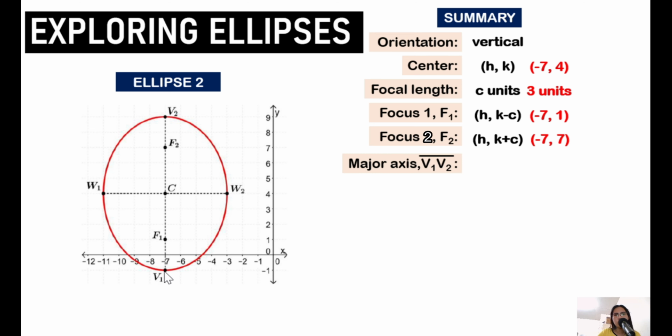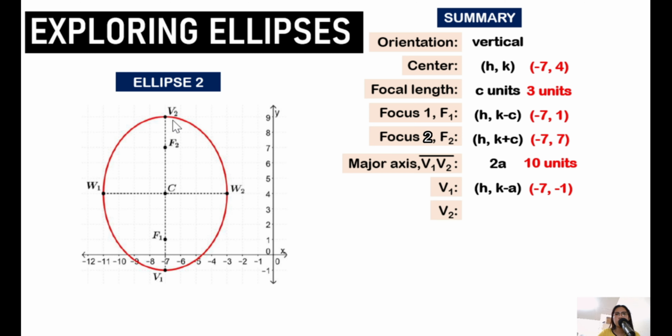So, what is our A? That's from center to V1 or center to V2. You can also start at C. 1, 2, 3, 4, 5. 5 units is our A, times 2, that's 10 units. Our V1 is here. It is at negative 7, negative 1, or that's at H, K minus A. So H is negative 7, K minus A is 4 minus 5, that's negative 1.